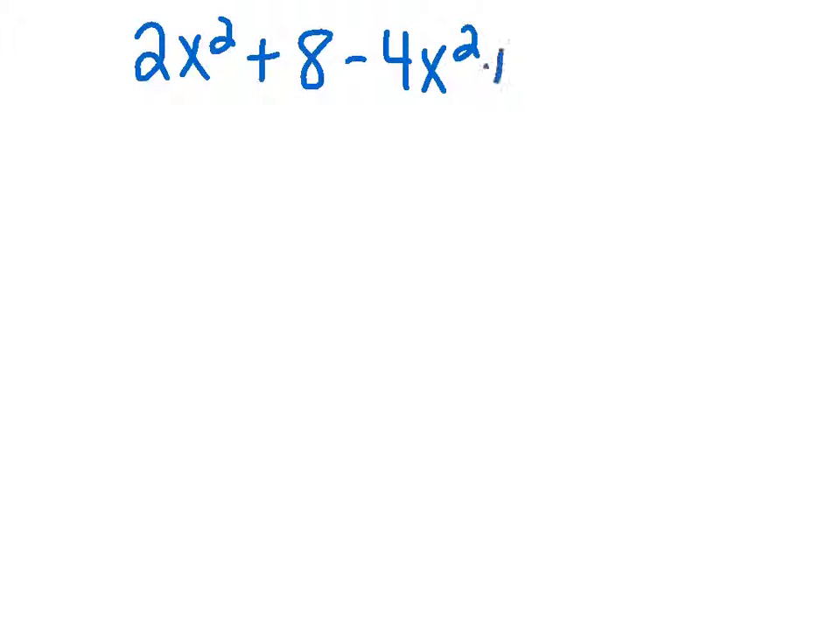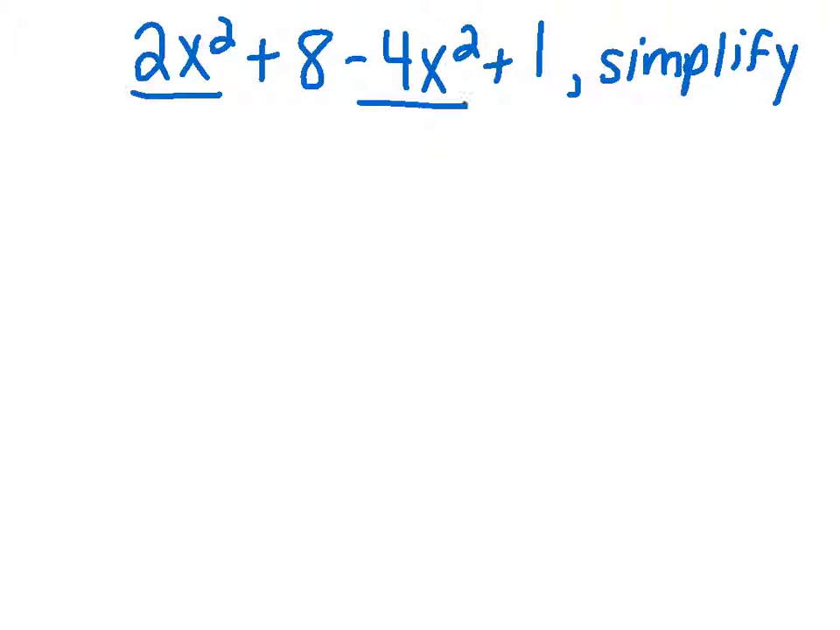We also reviewed just evaluating and simplifying. So if we had something like 2x squared plus 8 minus 4x squared plus 1, and we want to simplify. Remember, this is combining like terms. What am I allowed to combine here? Come on, guys, you know this stuff. Jake. 2x squared and 4x squared.